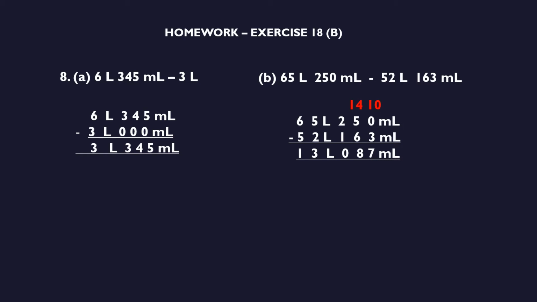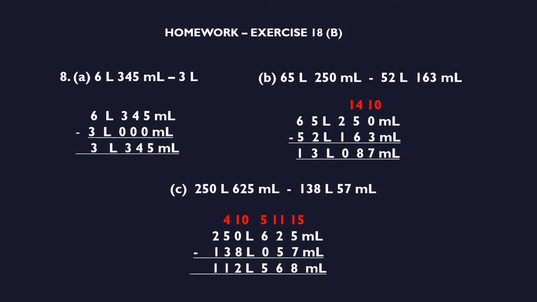Then come towards liter side. 5 minus 2 is 3. 6 minus 5 is 1. So total answer is 13 liter 87 milliliters. Then C part, children, 250 liters 625 milliliters minus 138 liters 57 milliliters.